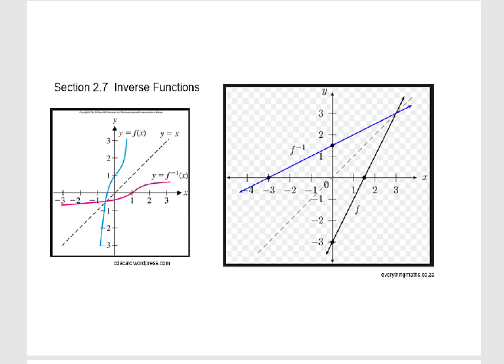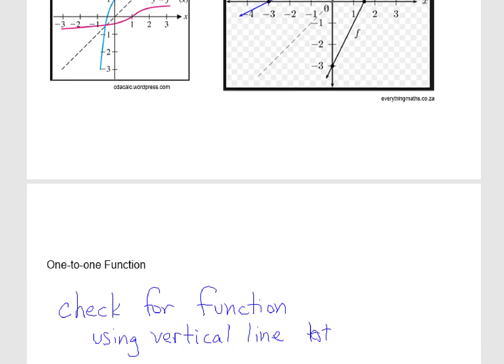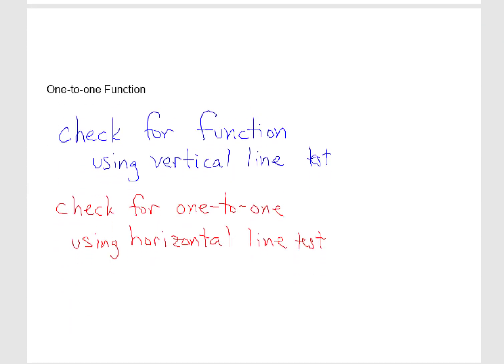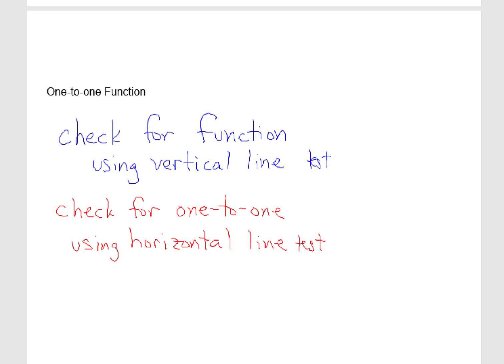This is section 2.7, inverse functions. This front slide right here gives us some nice pictures of graphs with functions and their inverse, but we're going to talk about one-to-one functions first, and then we'll get a little bit more into that.